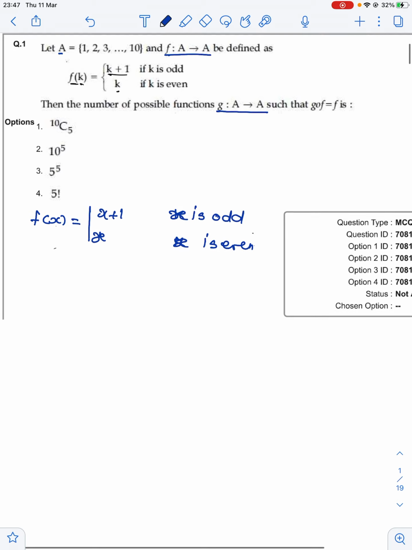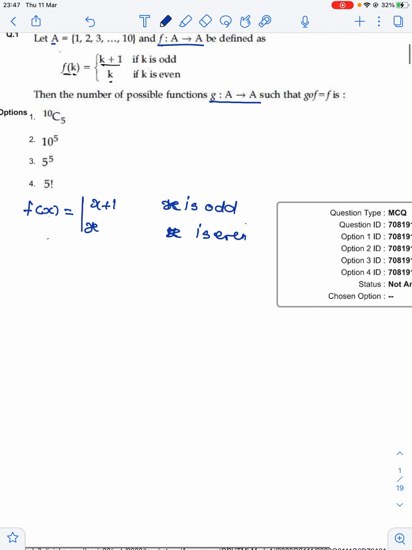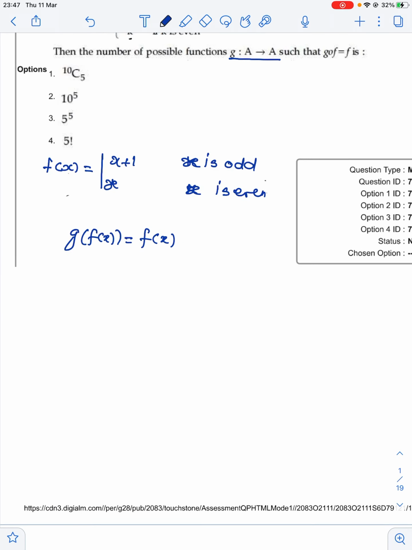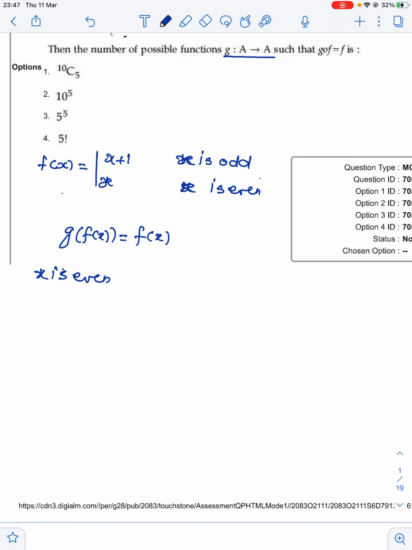Now we have to find the number of possible functions g(x) so that g(f(x)) is equal to f(x). So let us go according to odd and even. When x is even, you can see in the function f(x), g(x) is becoming x, and when x is odd, g(x plus 1) is equal to x plus 1.